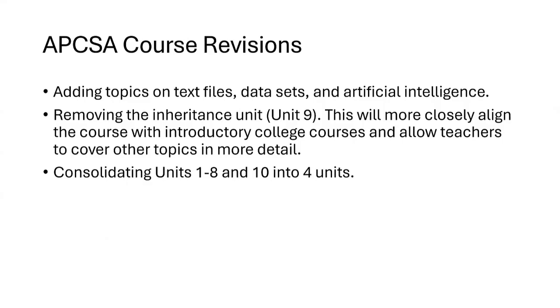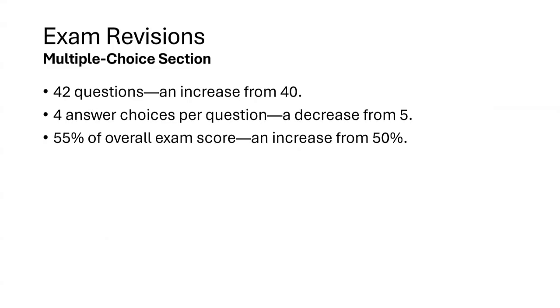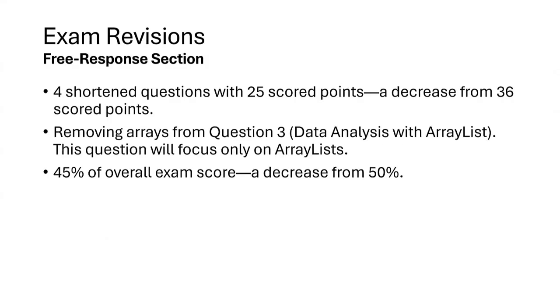And then they will consolidate units 1 to 8 and 10 into 4 units. And then the exam will also change format. Originally, 40 multiple choice problems, now increased to 42 multiple choice questions. And these 42 multiple choice questions will make up 55% of the overall AP CompSci exam score. And then the FRQ part will drop to 25 points only. Originally it's 36 points and now only 25 points.